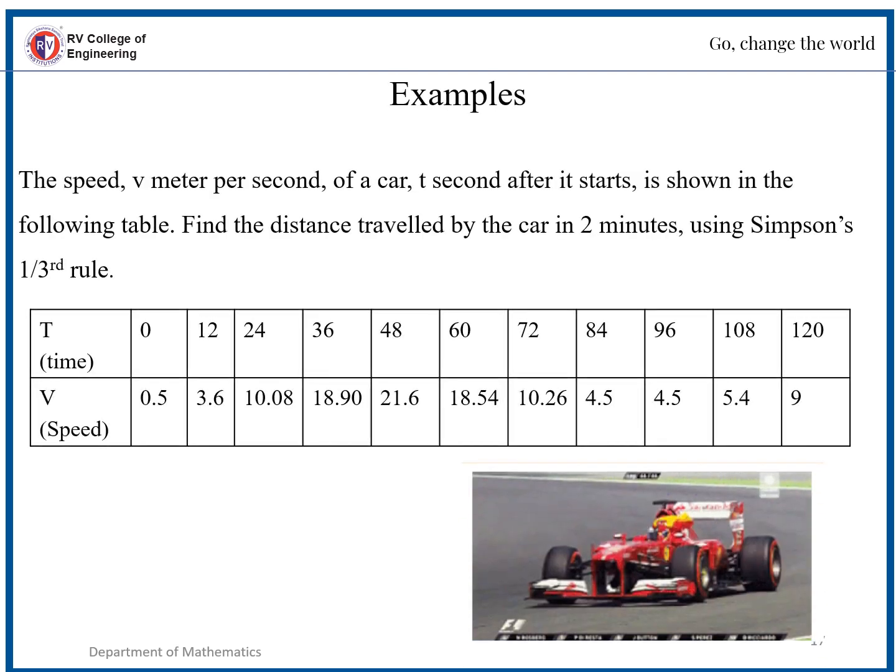Let us take another example. The problem says: the speed v in meters per second of a car at t seconds after it starts is shown in the following table. Find the distance traveled by the car in 2 minutes using Simpson's 1/3 rule. Let us see the tabulated values. The time t is 0, 12, 24, 36, 48, 60, 72, 84, 96, 108 and 120. Totally we have 11 values, so it has been subdivided into 10 equal parts.